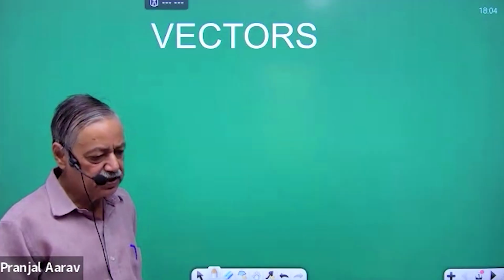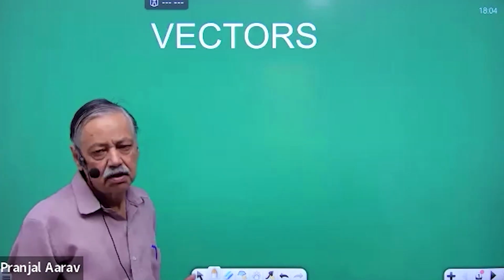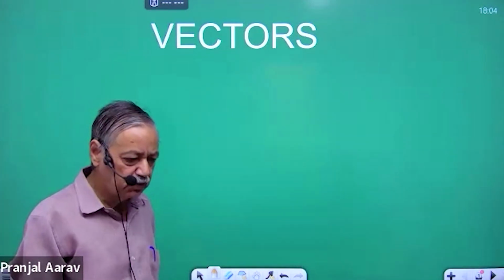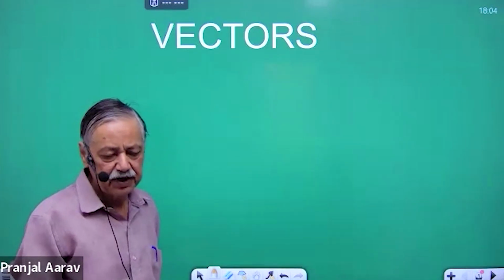There are several chapters like quantities, units, dimensions, one-dimensional motion, two-dimensional motion, but I shall start with the chapter of vectors.